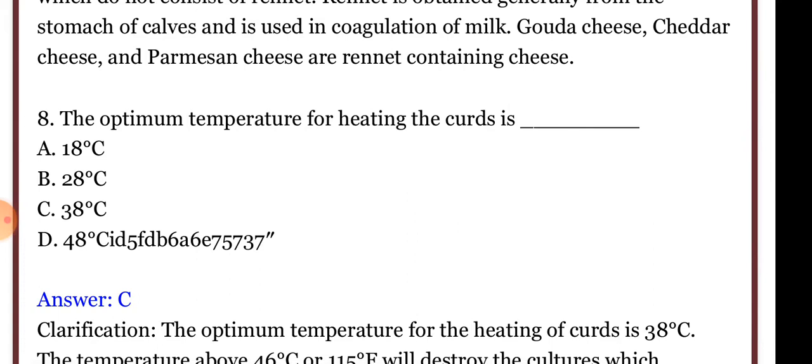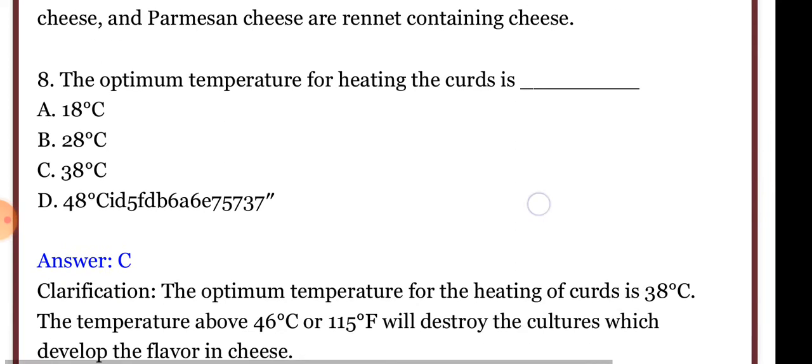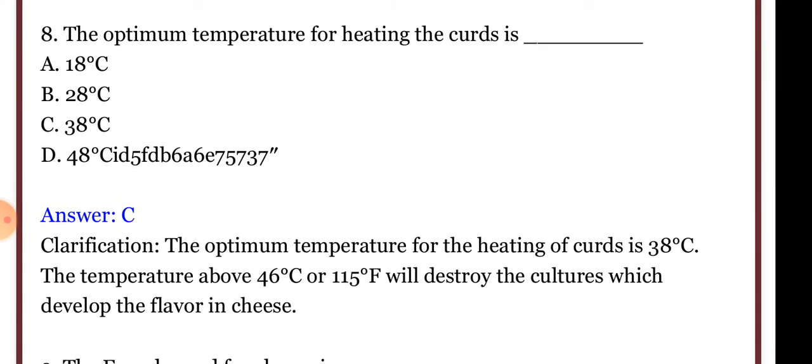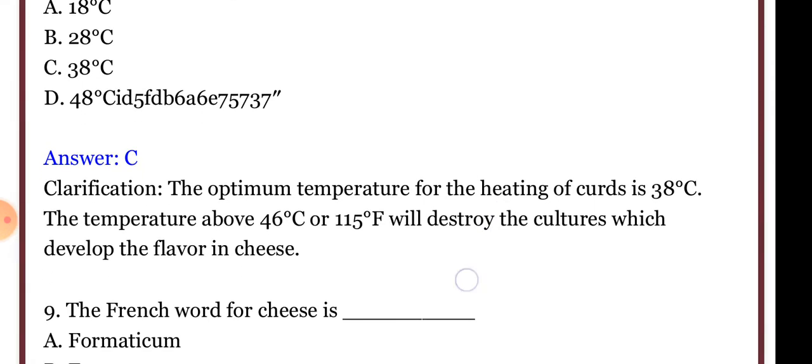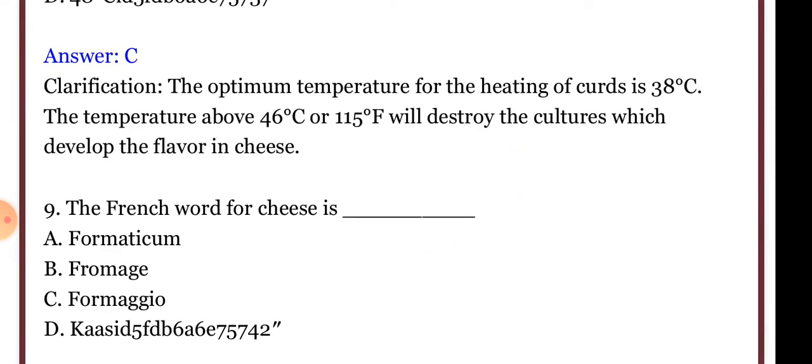The optimum temperature for heating the curd is the room temperature. Room temperature is 38 degrees centigrade. The optimum temperature for heating of curd is 38 degrees centigrade. A temperature above 38 degrees centigrade, that may be 45 degrees centigrade or higher, will destroy the culture which develops the flavor in cheese, so the flavor will not be in the cheese.